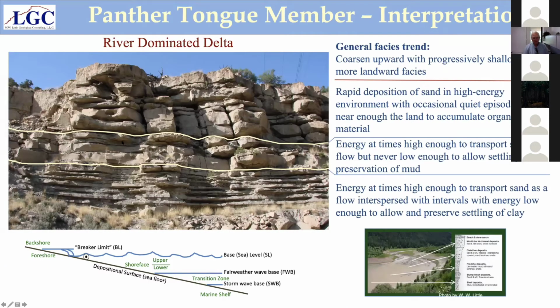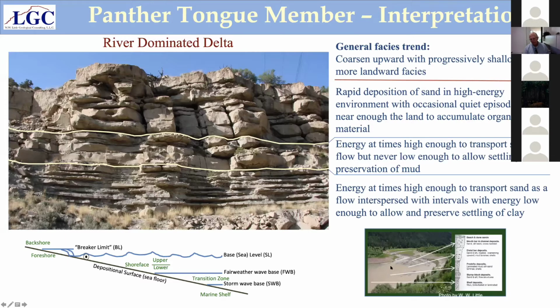Now if I were in a classroom with you in front of me, I'd probably ask you questions and have you come up with the answer, but being remote, I'm just going to go ahead and explain it. The Panther Tongue Member has been interpreted as a river-dominated delta, and the basis for that is the structures that form the facies and the way that they change in a vertical succession. So we're using Walther's law.